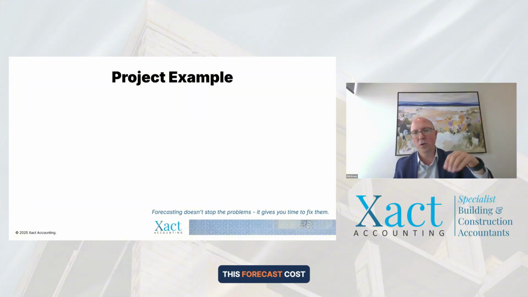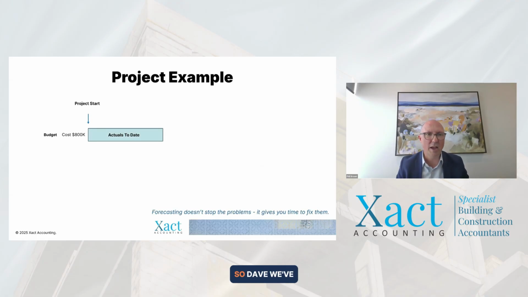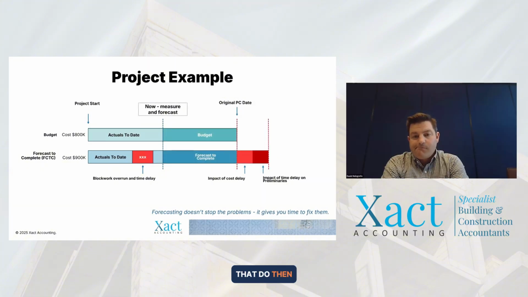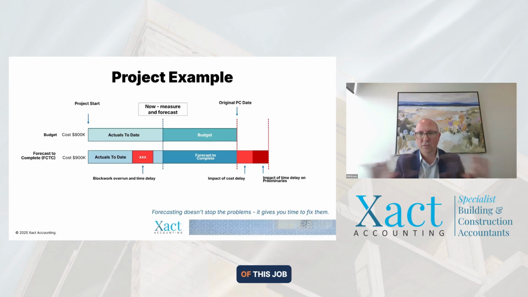Okay, so we're going to talk about how the forecast works at an individual project level. So how does this forecast cost to complete work within the frame of one particular project? So Dave, we've got a project here that kicks off where we reckon it's going to be sort of 800K in terms of the cost of the project to deliver. Yep. We get out of the ground and our actuals to date are running up. We're starting to account for them, but we hit an issue on site. We've got an overrun, and obviously it's impacted how we're going from a time perspective. And in this game, time is money, right? Yep. What does that do then in terms of the knock-on effect to the rest of this job?